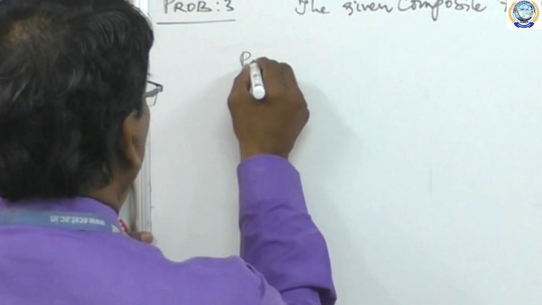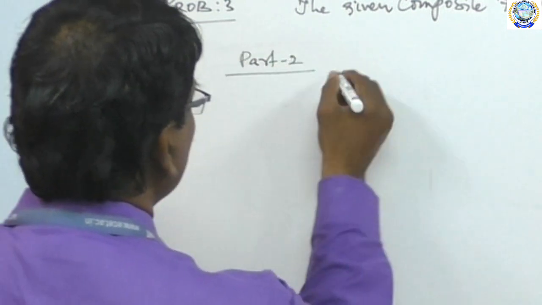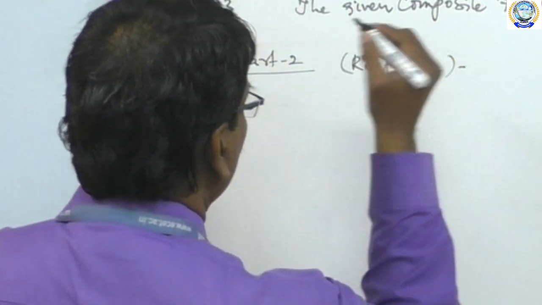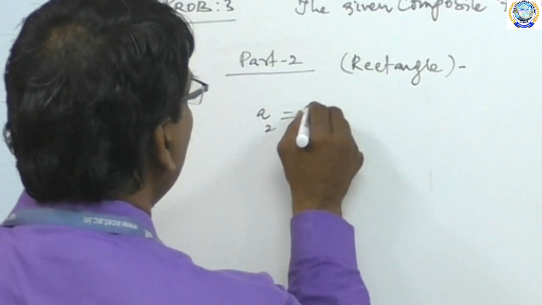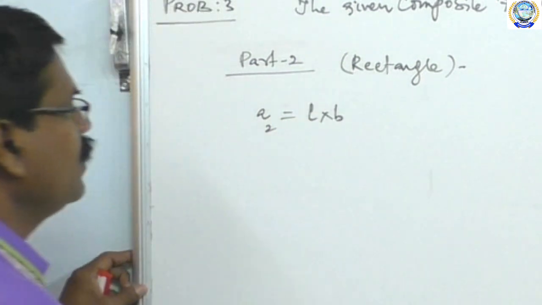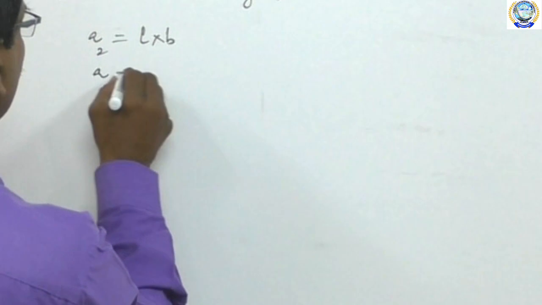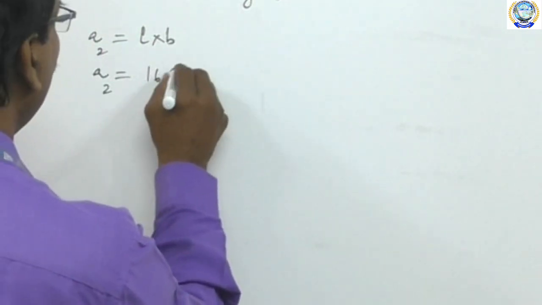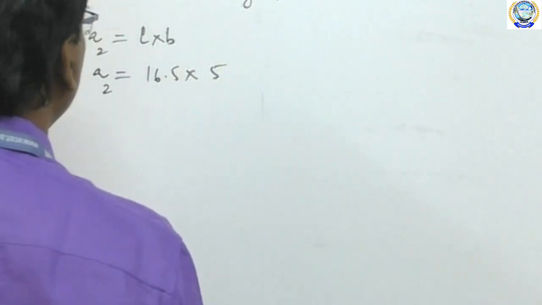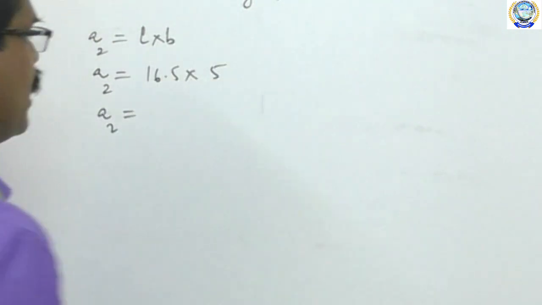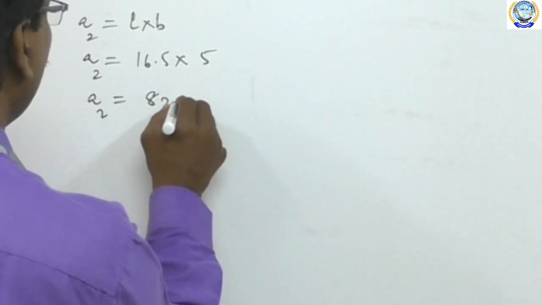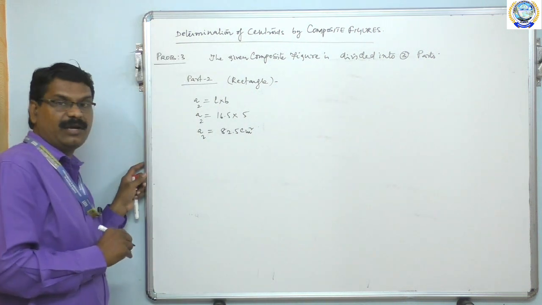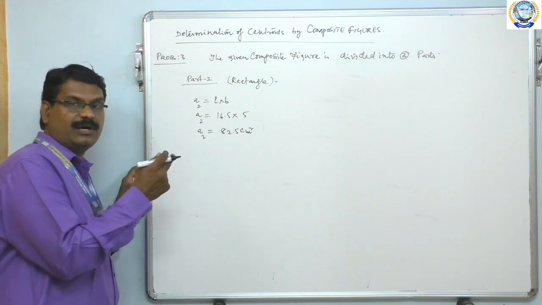Part 2 is a rectangle. A2 is equal to L into B, the area. So if you see the diagram, L is equal to 16.5 into B, 5. Therefore, after simplifying with the calculator, A2 is equal to 82.5 centimeter square. So in this rectangle, my x coordinate is x2 and my y coordinate is y2.